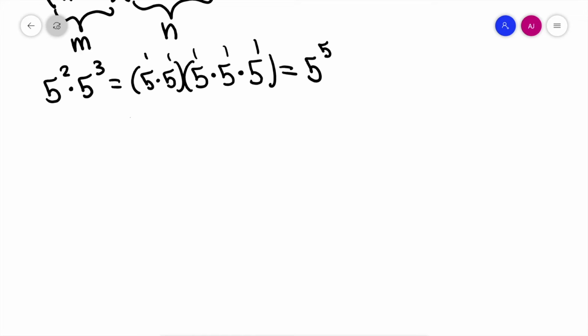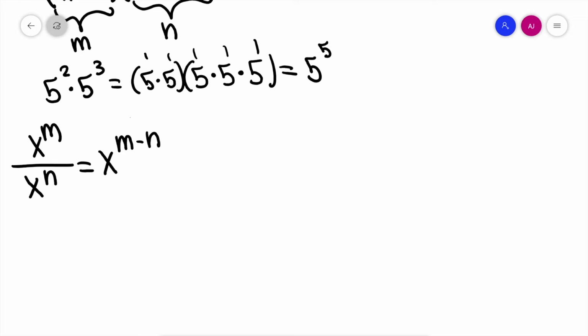So another rule that's very similar to this is called the power of quotients. And the power of quotients reads x to the m divided by x to the n, which is equal to x to the m minus n.